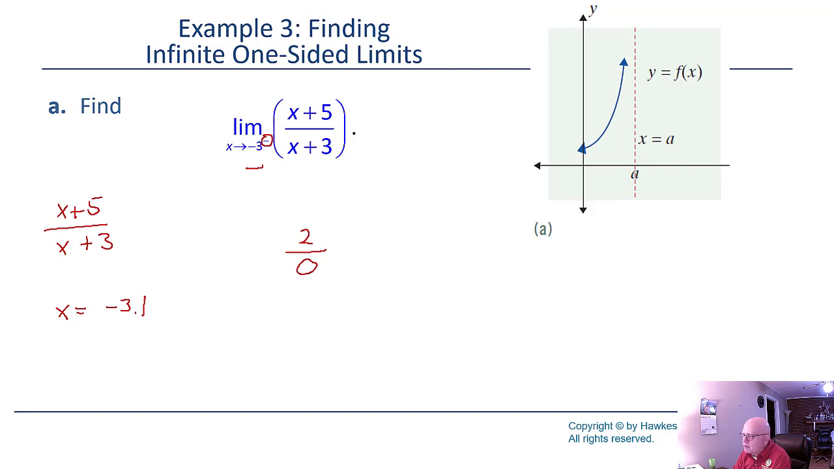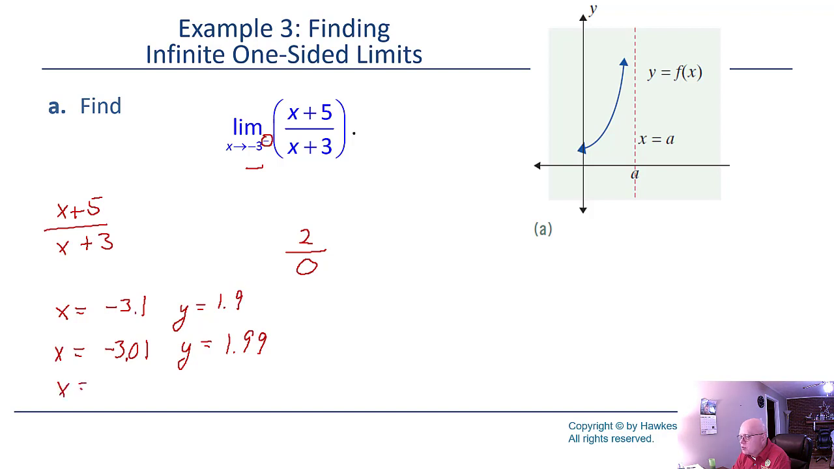-3.1 is to the left of -3. So what does it look like if we put a -3.1 in? If we put the -3.1 here, we get 1.9. Suppose we get a little bit closer, make it -3.01. What happens then? Put a -3.01 here, and we get 1.99.